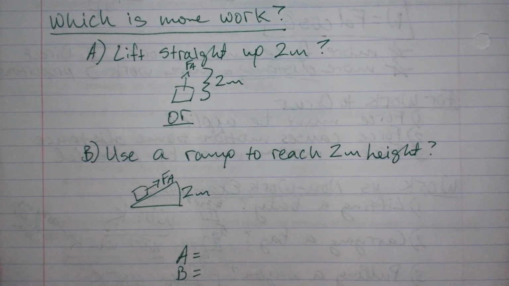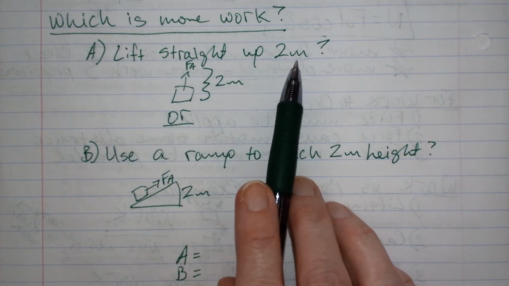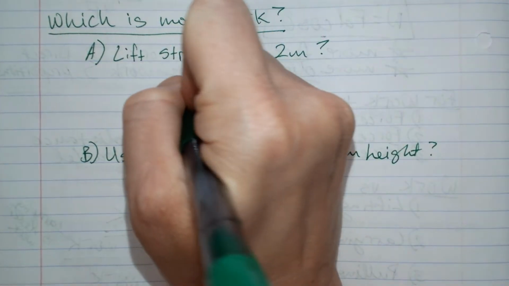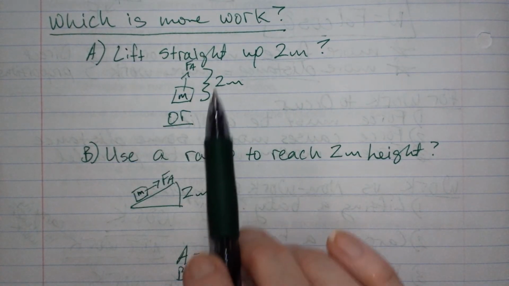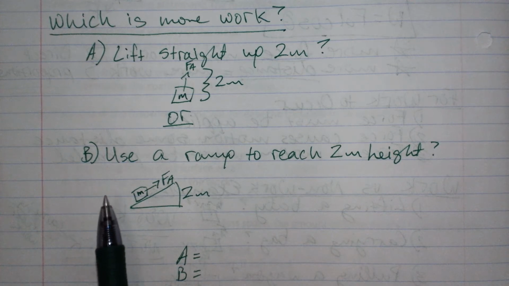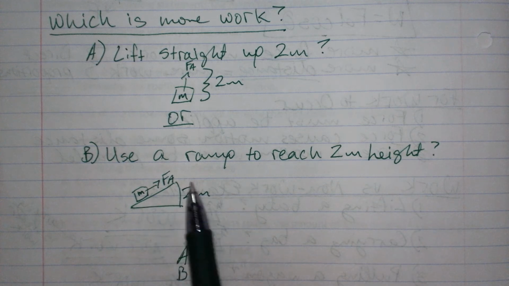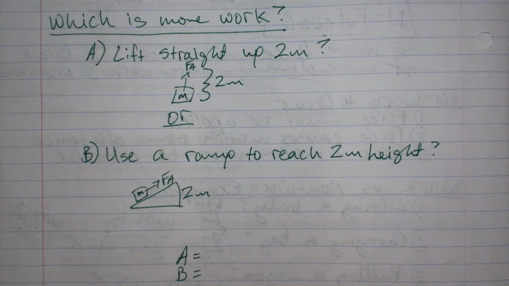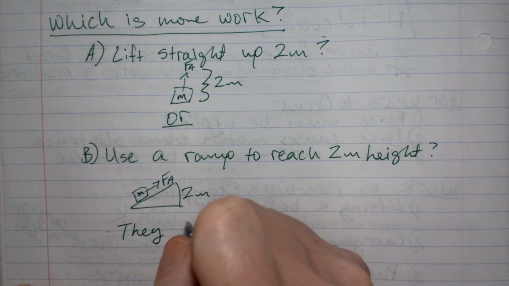Now, let's talk about situational work. Which one of these situations is more work? First situation, you lift an object straight up for 2 meters. The object obviously has some mass. If it didn't have mass, it wouldn't be a thing. But it has some mass and you lift it up 2 meters. Or you're going to use a ramp and you're also going to reach a height of 2 meters, but you're going to use a ramp to ramp it up. Which one is doing more work? It's a trick question. They are the same.